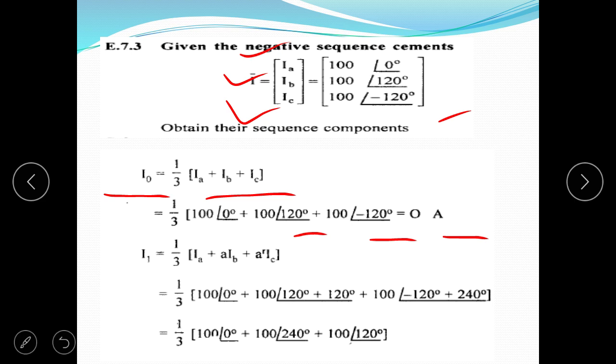Now for the positive sequence component, that is I1, it is equal to 1/3 of IA plus a IB plus a square IC. Now put the values: 1/3 of 100 at 0 degree plus 100 at angle 120 plus 120 because of operator a, and 100 at angle minus 120 plus 240 degree because of operator a square. Then we obtain the value of I1 as 1/3 of 100 at 0 degree plus 100 at 240 degree plus 100 at 120 degree.